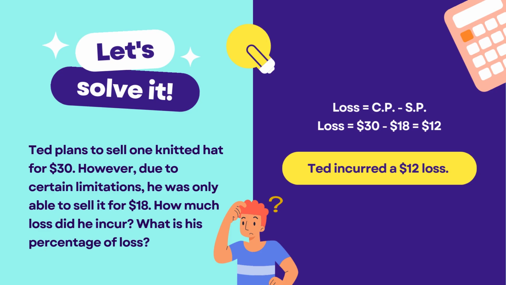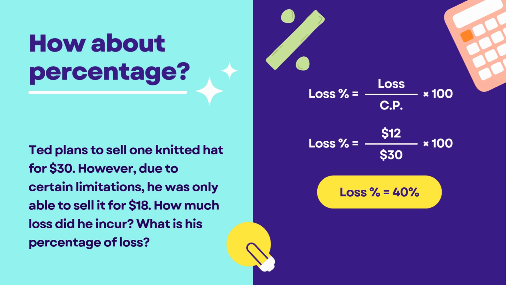Okay, so we calculate the loss, which will be equal to the cost price minus the selling price. The cost price is given below, it's equal to $30, minus the selling price, which is $18, it will be equal to $12. Therefore, Ted incurred a $12 loss. How about percentage? Loss percentage is equal to the loss over the cost price times 100. The loss here is equal to $12 as calculated before. The cost price is equal to $30 times 100. Therefore, the loss percentage will be equal to 40%.